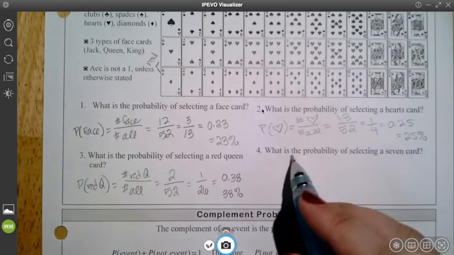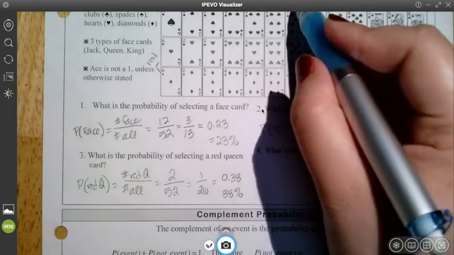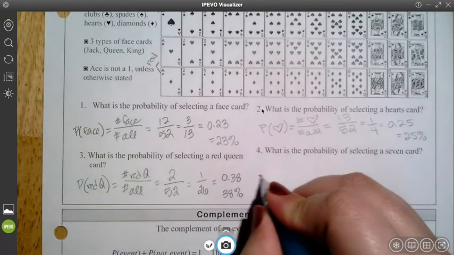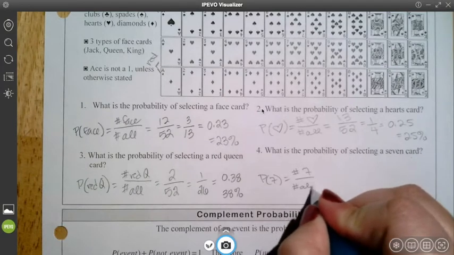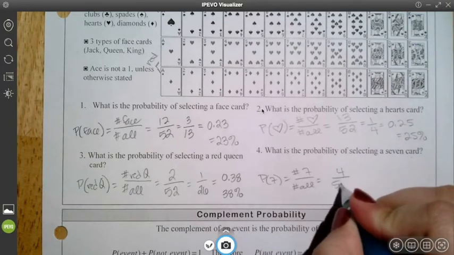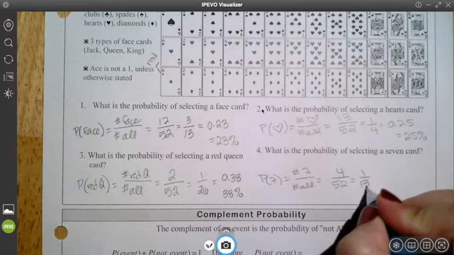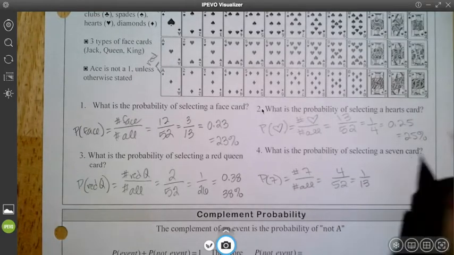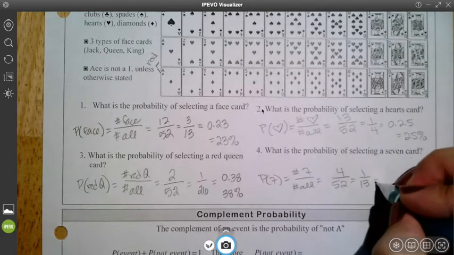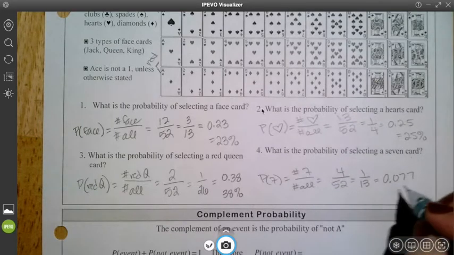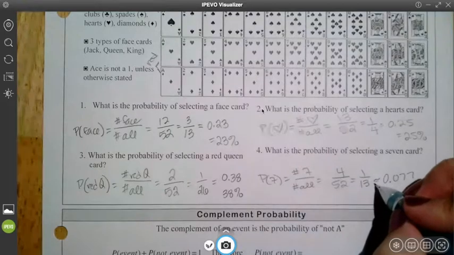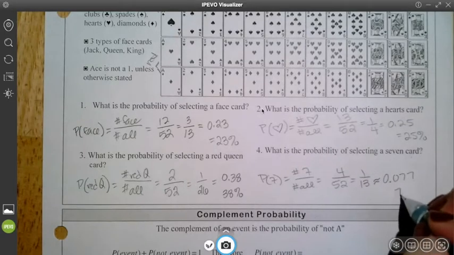And what is the probability of selecting a 7 card? Well, there are 4 sevens. Probability of 7, number of sevens overall, 4 out of 52, which simplifies to 1 over 13. 1 over 13 equals 0.077. I believe that's an estimate, which is 7.7%.